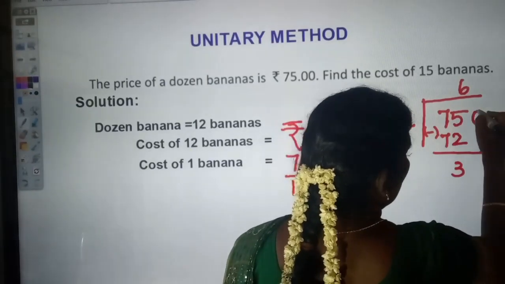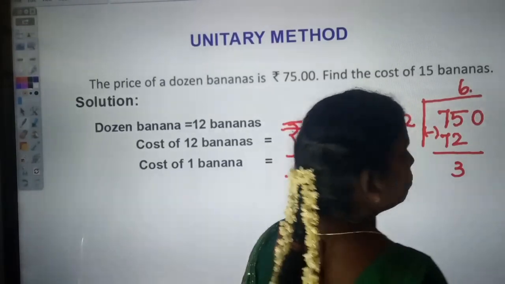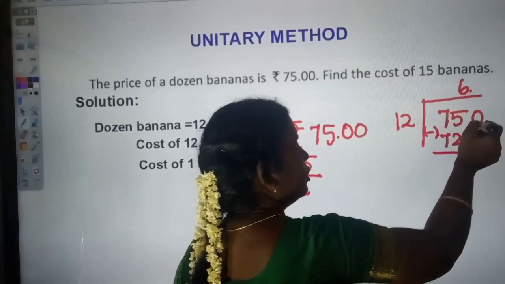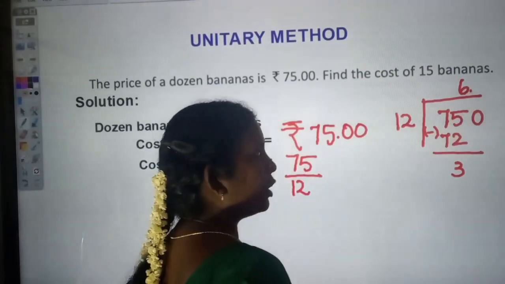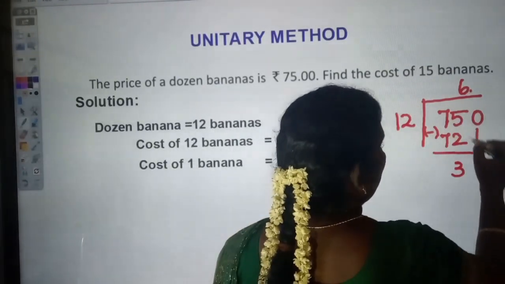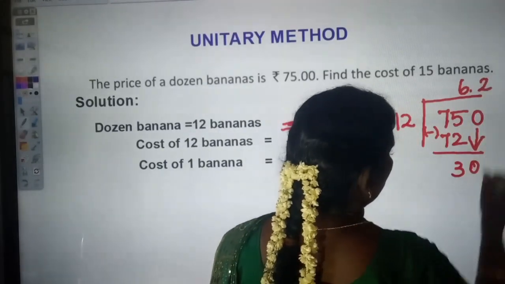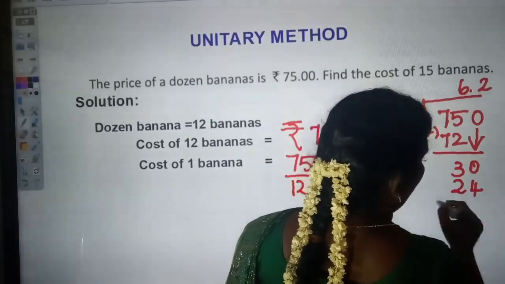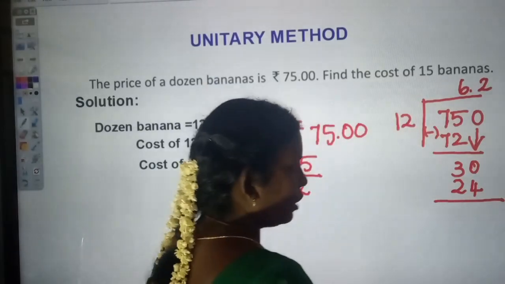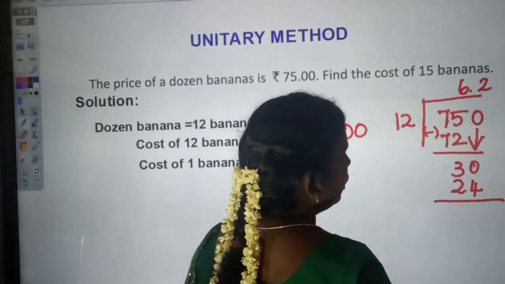Then we can insert 0 and put the decimal point. Where we are inserting 0, there we have to put the decimal point in the quotient. Then we are bringing down this 3. Again, 12 2s are 24. We can do the division in decimals until the remainder is 0.